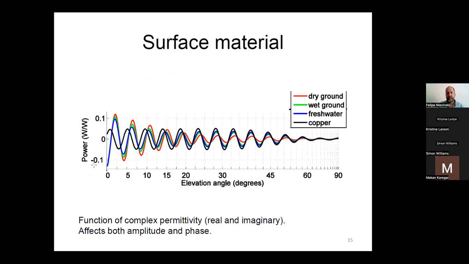Now, the surface material, you don't need to worry as long as it doesn't change. If you are always doing fresh water, then you just remove a constant bias and that's fine. However, if the water freezes up, then ice has a different dielectric permittivity compared to liquid water. Then you have a slightly different interferometric phase. Okay, so not all materials are born equal. We see that that's very important for soil moisture when the soil dries up or gets hit with precipitation.